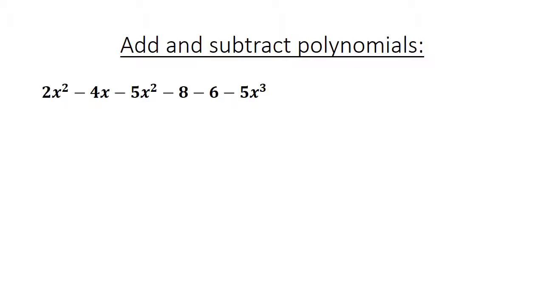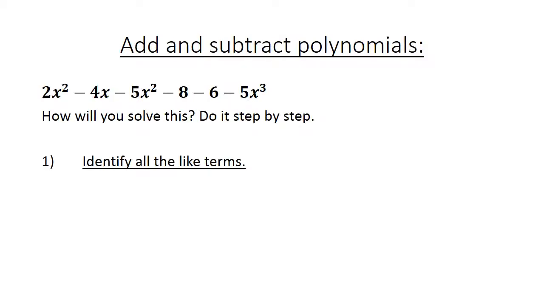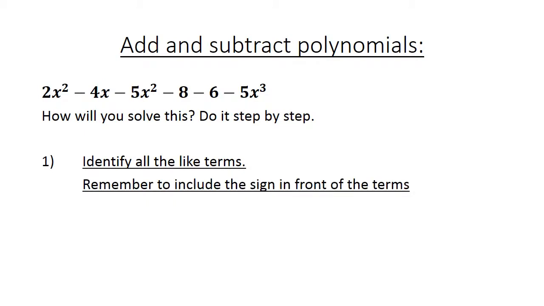Add and subtract polynomials, more examples. Now we have subtraction, 2x to the power of 2 minus 4x minus 5x to the power of 2 minus 8 minus 6 minus 5x to the power of 3. How will you solve this? Again, identify all the like terms and remember to include the signs in front of your terms.